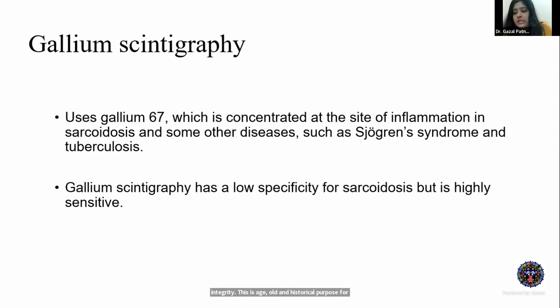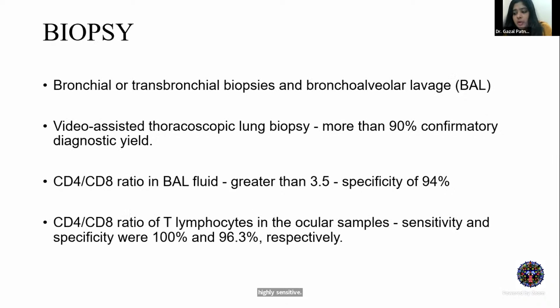It uses gallium-67, which is concentrated at the site of inflammation, and it can be seen in other diseases like Sjogren's. This has a low specificity for sarcoidosis, but it is highly sensitive. It has to be kept in mind that a confirmed diagnosis of sarcoidosis can be made only by biopsy that demonstrates a classic non-caseating granuloma.